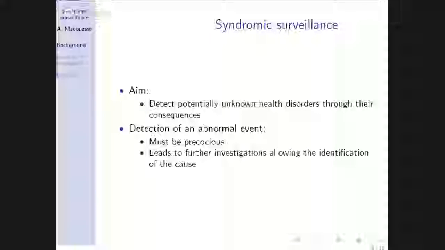So really the aim is to detect a potentially unknown health disorder through its consequences. It relies on the detection of abnormal events, so the detection must be precocious. And because you detect an abnormal but non-specific event, it must lead to further investigations that will allow the identification of the cause of the problem.